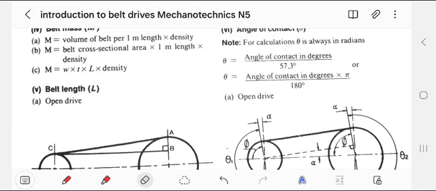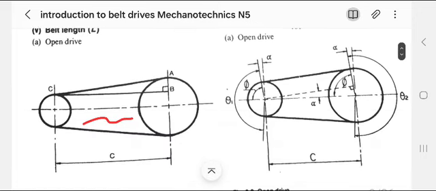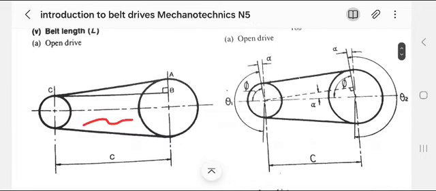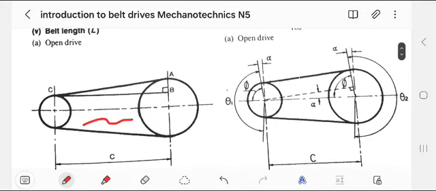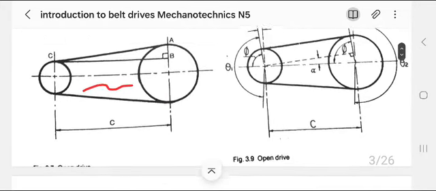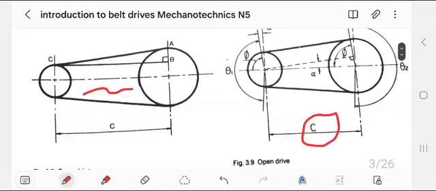Sorry about that alarm, sorry about that noise. As you can see, this is an open drive. That is how we've given our open drive there. Then C is the center distance, the distance between the poles. We've discussed the center distance at N4 level. We know the center distance.